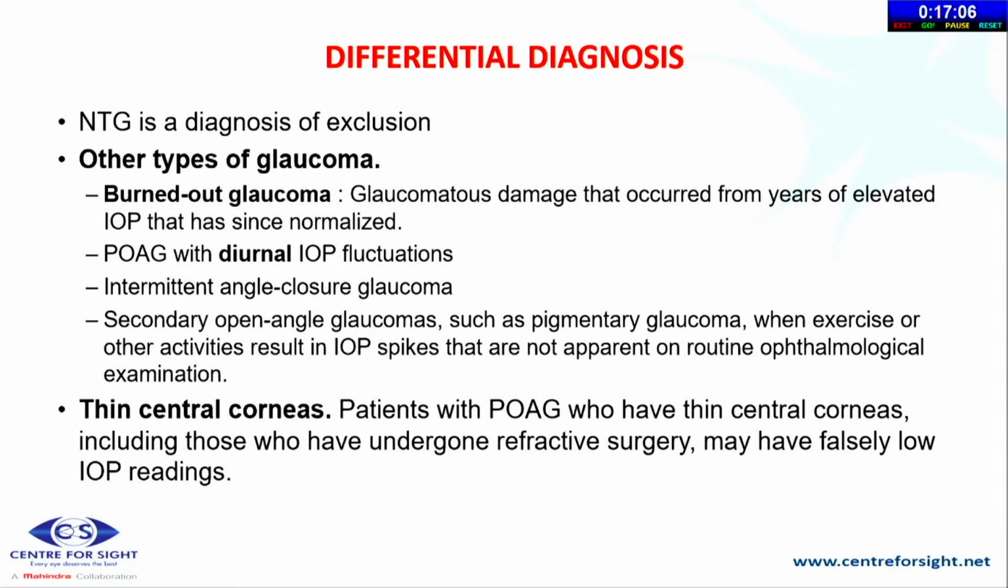It's a diagnosis of exclusion. When you have excluded everything else, only then you can say that this is normal tension glaucoma. What you need to rule out is other types of glaucomas. One is burnt out glaucoma, where in old age the IOP tends to become lower again, but the damage has already happened. So when the patient comes to you, you feel it's NTG, but it could be burnt out glaucoma. Also POAG with diurnal variations, where you are not able to detect the high intraocular pressures.